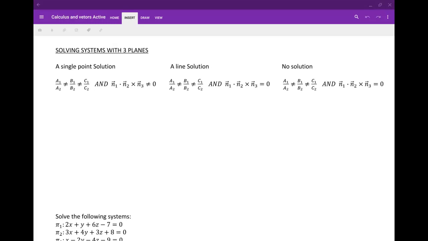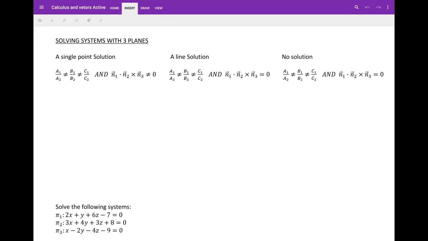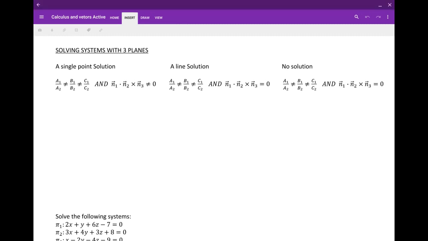Talking about solving systems with three planes here, okay? And it looks to be, this will be our last section in Chapter 8. So once you've got all this figured out, you can maybe sign up for a test for this stuff, okay?